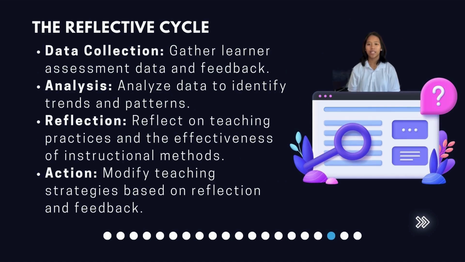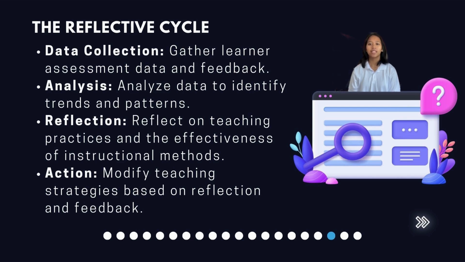The reflective cycle. The reflective cycle is a systematic process that educators use to continuously improve their teaching practices. It involves 4 key stages. First is data collection. The purpose of data collection is to gather information about students' learning and performance.